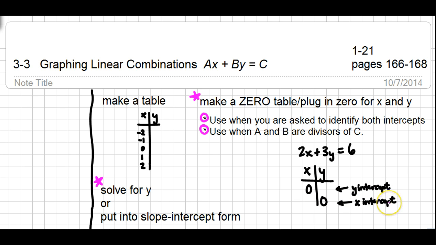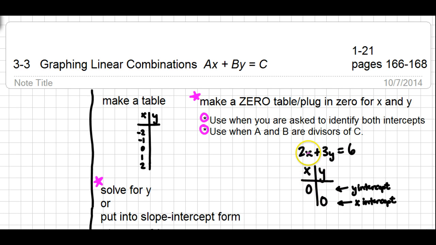It's usually a good idea to utilize this method for graphing when you recognize that the a and the b values are easily divided into the value of c. For example, in this equation, 2x plus 3y equals 6, both 2 and 3 go evenly into 6, and so making a zero table would be a good idea here. So let's go ahead and give it a try.